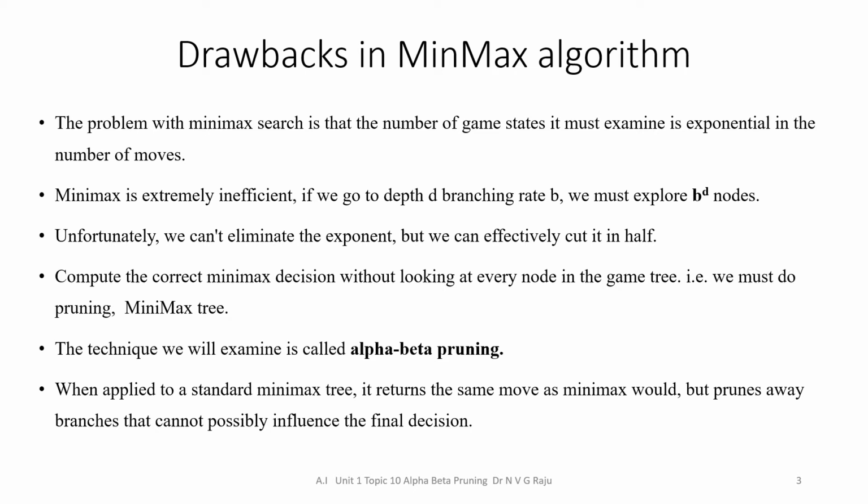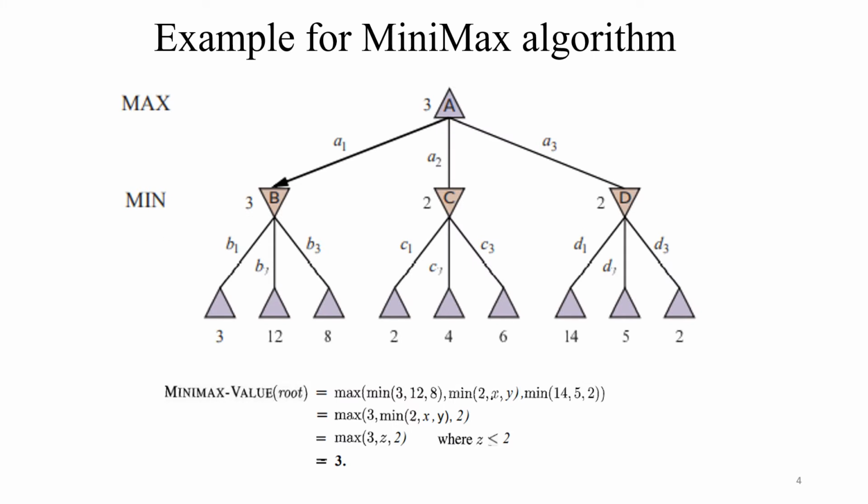That is, we must do pruning in the min-max tree. The technique we will examine is called alpha beta pruning. When applied to a standard min-max tree, it returns the same move as min-max, but it prunes away the branches that cannot possibly influence the final decision. Before going to alpha beta pruning, let us recap the min-max algorithm.